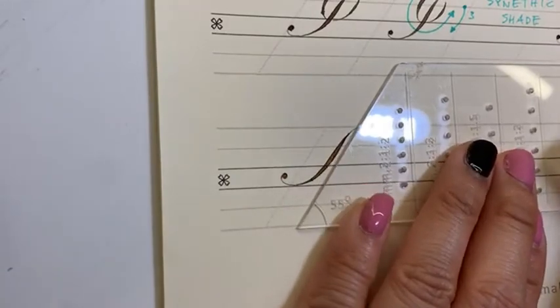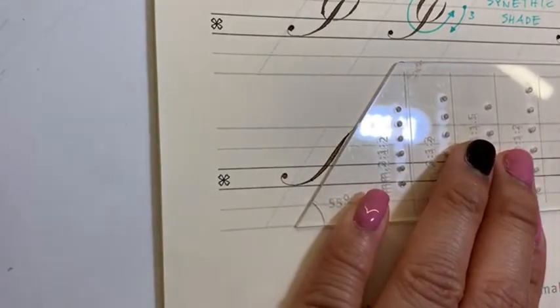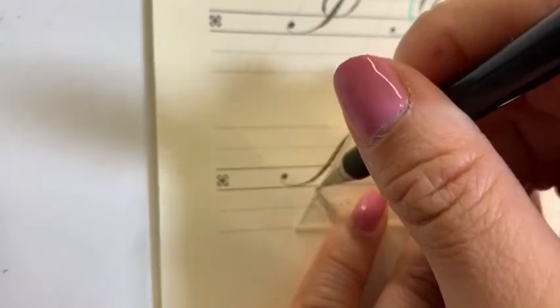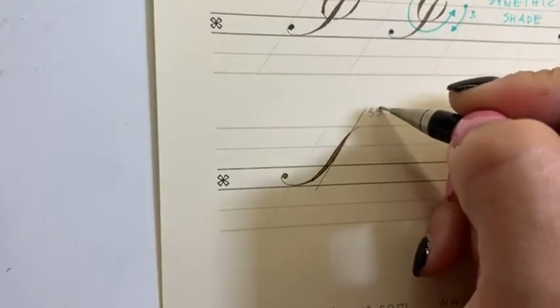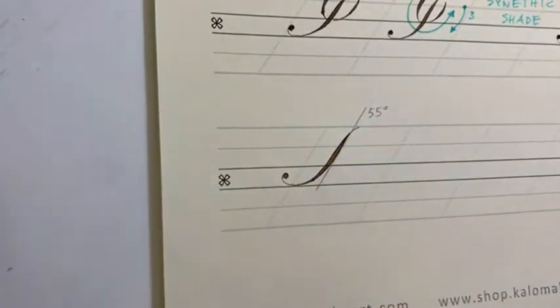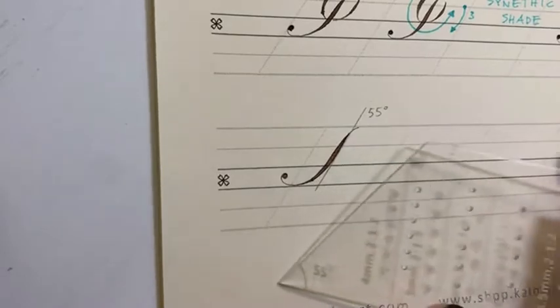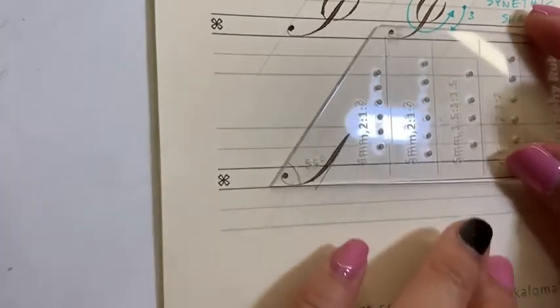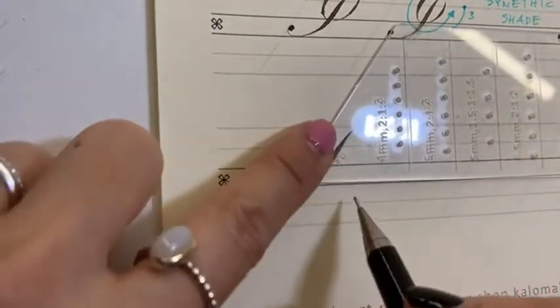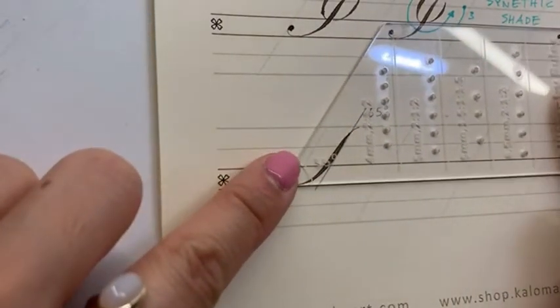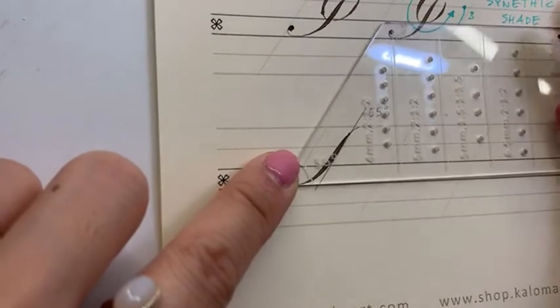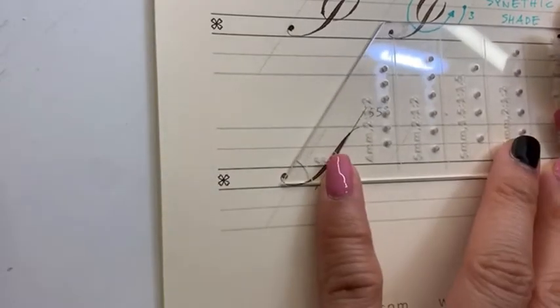By the way, if you're intrigued by this ruler, it is designed by a calligrapher called Aquino. It provides the 55 degree slant. Now make sure this is aligned to the baseline.